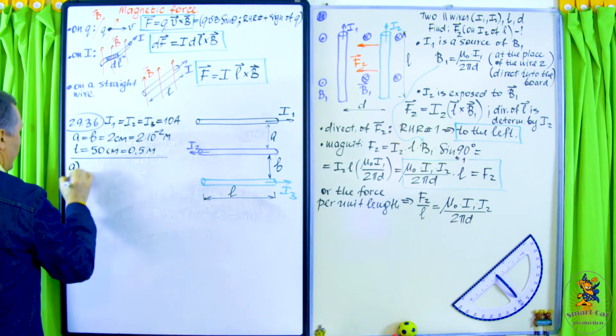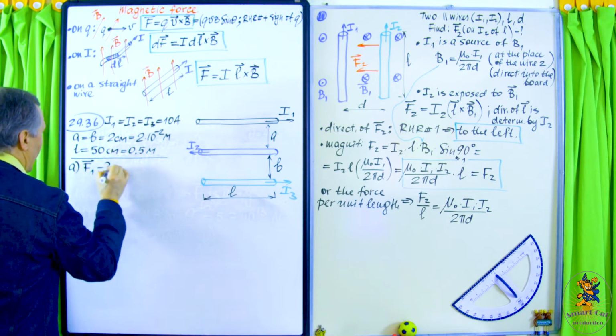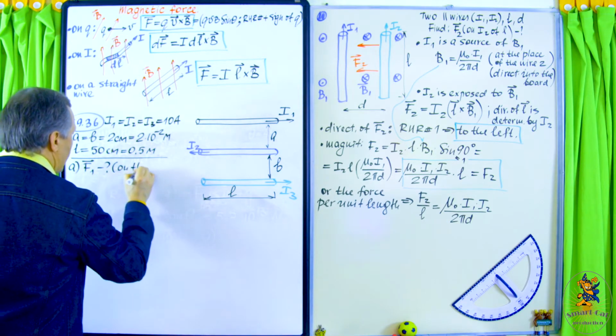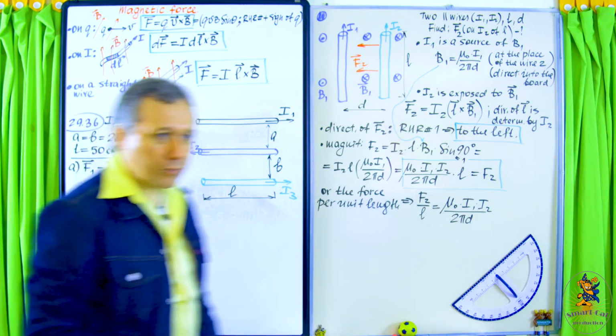And in part A, we need to find the force on the first wire, acting on the top wire.